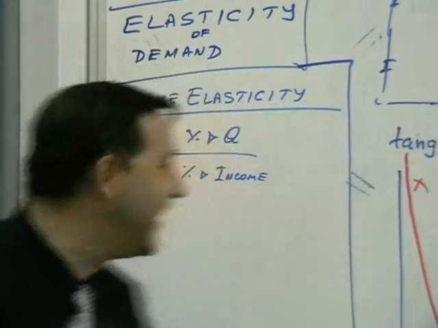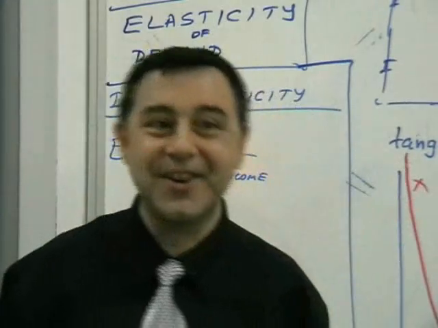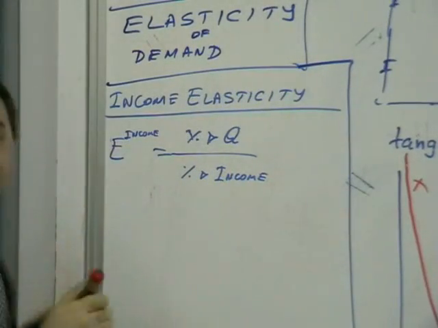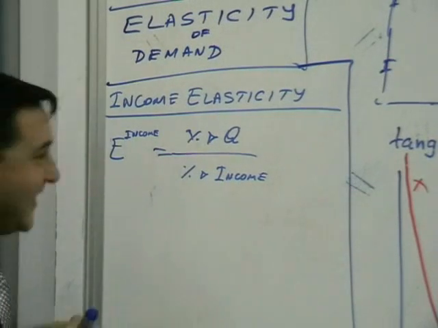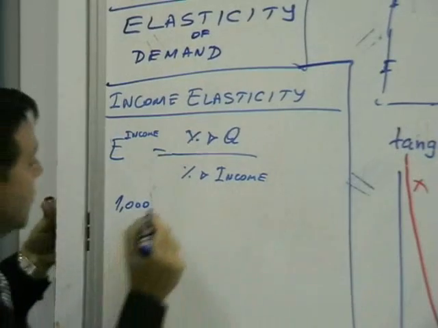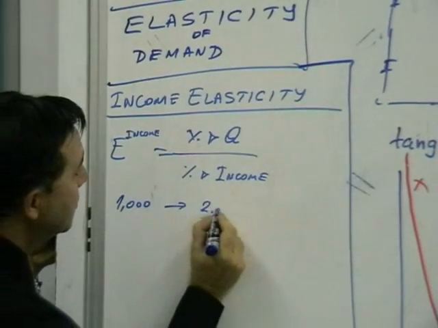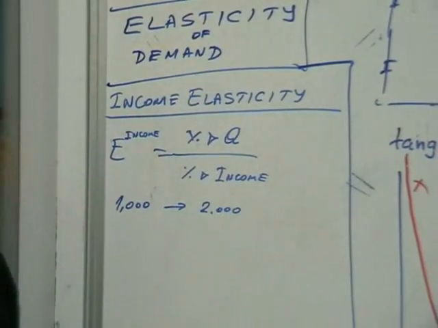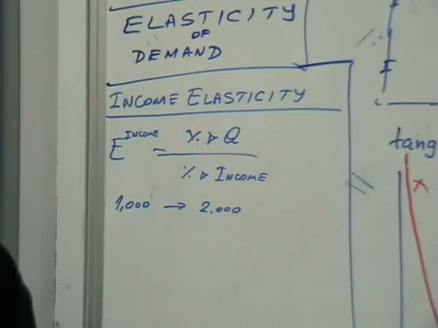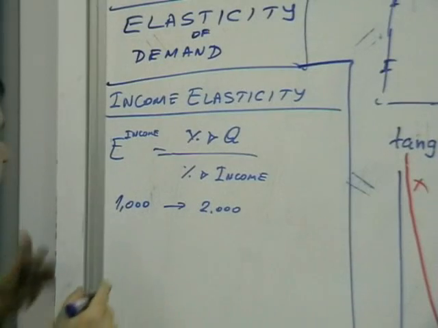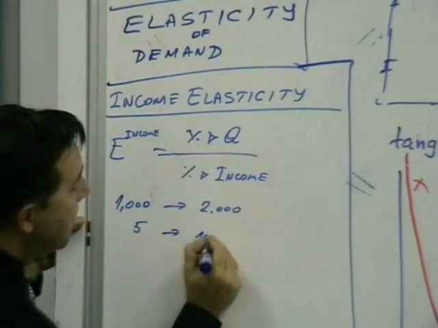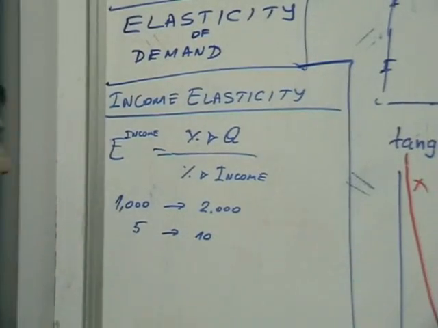2 by 2. 2 by 2, okay? So, apparently this needs explanation, right? Somebody's income has gone from 1,000 to 2,000, alright? And they consume some good of, let's say, unit elasticity. They were buying 5 pieces, now they're buying 10 pieces.